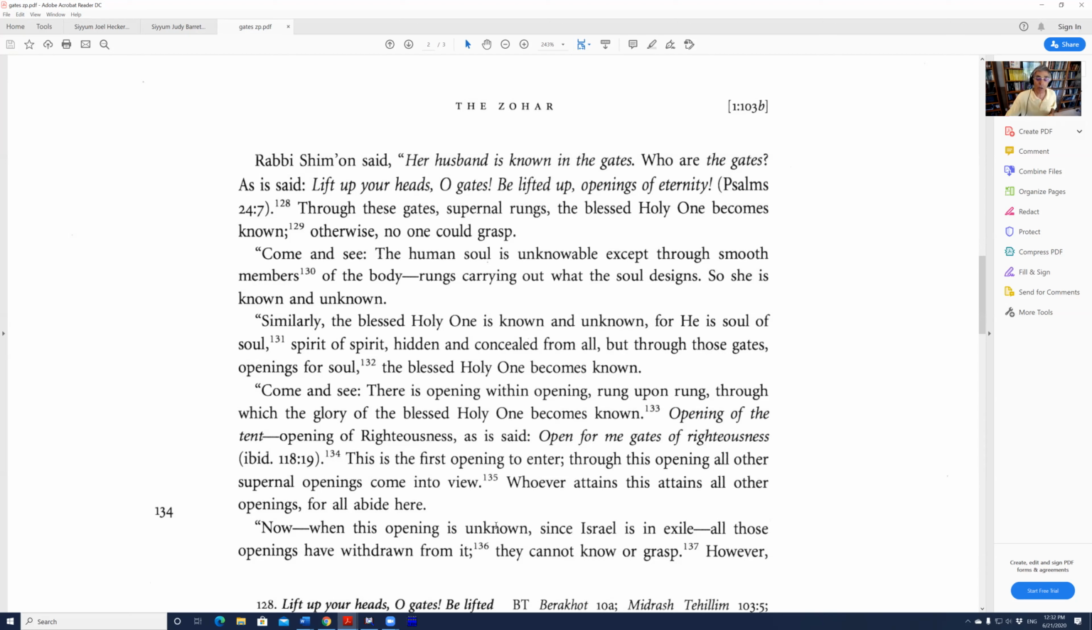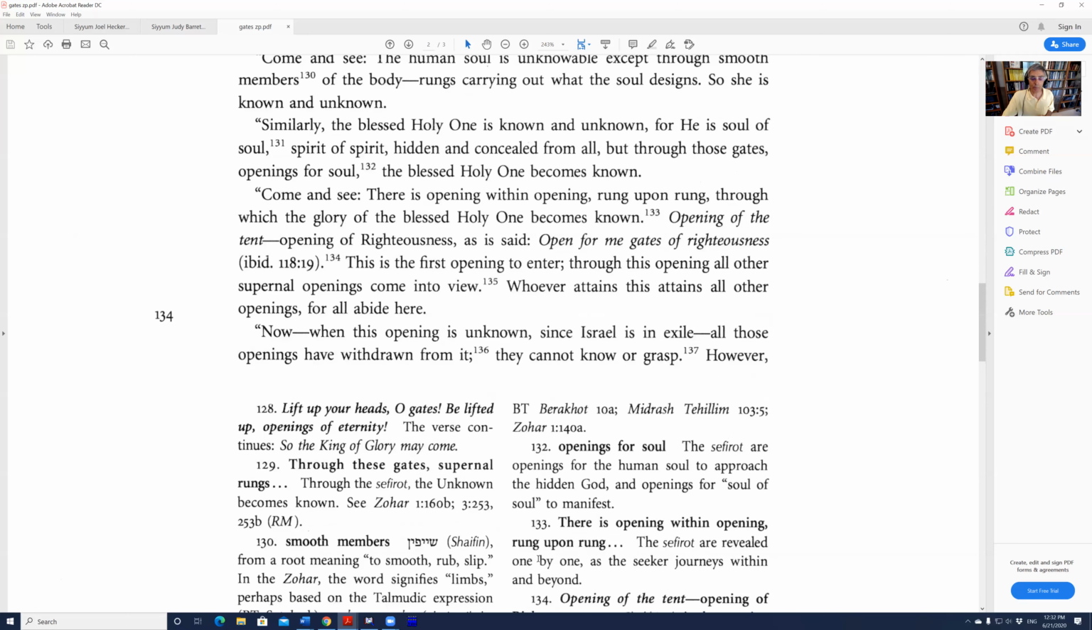Now, when this opening is unknown, since Israel is in exile, all those openings have withdrawn from it. They cannot know or grasp. We are in a state of galut, and Shekhinah herself shares in the galut of Israel. So the other Sefirot are now detached from Shekhinah. They can't flow freely into Shekhinah. They, meaning Israel, cannot know or grasp. We have no way to access the higher Sefirot.